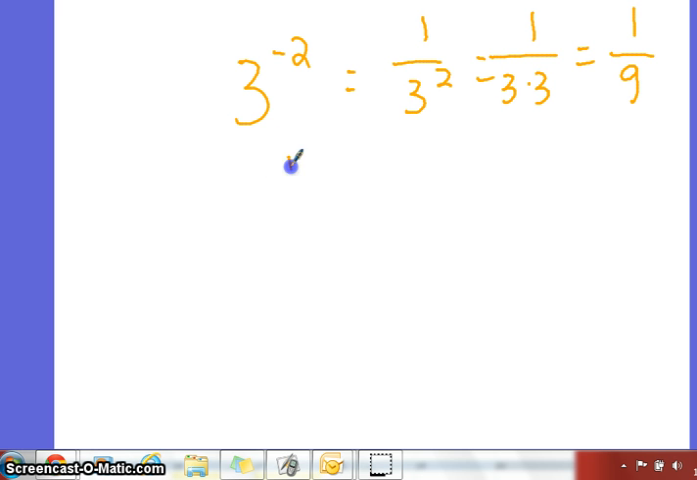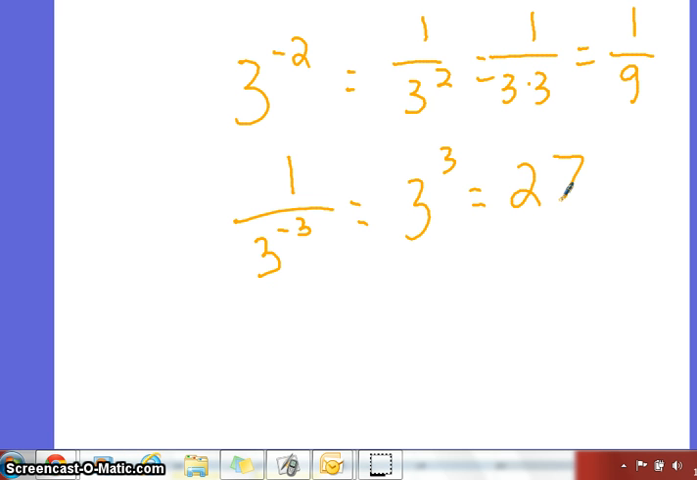Here's another one. All right, my exponent's negative. I want to change this so my exponent is positive. What does this look like? 3 to the 3rd power. And 3 to the 3rd power equals 27. I just wrote my exponent positively, and then I solved it. Okay? That's what we want to do. We want to write our exponent positively. Okay? So far, so good?